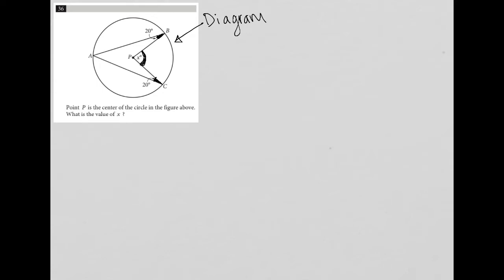And what else do we know? Well, I also know that this PC is congruent to PB because they're both radii. That's really all that we know. So the question says point P is the center of the circle in the figure above. So we see that. We see point P. And what is the value of x?